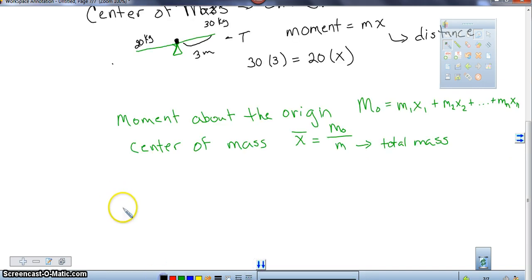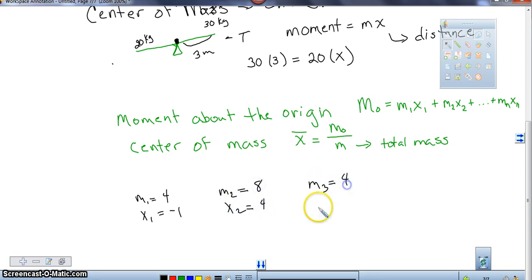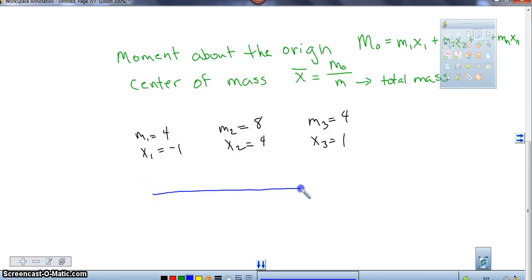Alright, let's just try one real quickly. Let's say that I have m1 equals 4 and x1 equals negative 1, m2 equals 8 and x2 equals 4, and m3 equals 4 and x3 equals 1. How I picture this is on a number line from pre-algebra. So here's 0, 1, 2, 3, 4, and negative 1. When x is negative 1, there's a 4-pound mass, or 4, whatever unit it's in. I didn't make it pounds or kilograms. And at positive 1, there's another 4-pound mass.